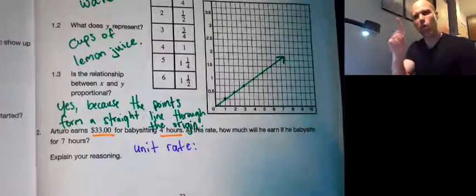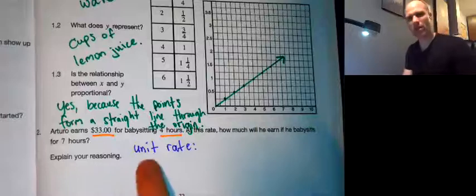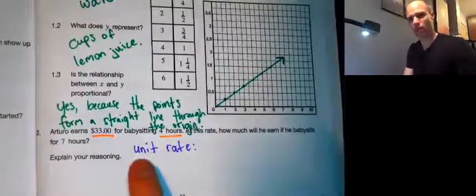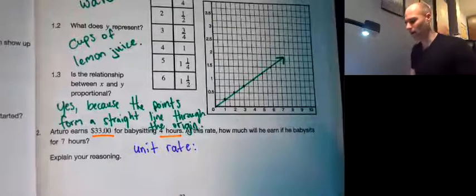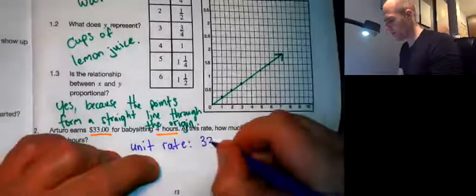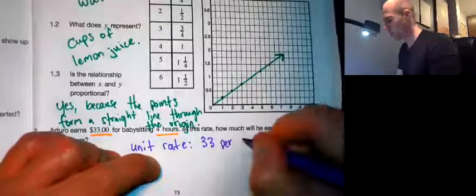And so in this case, 1 hour is the unit. And that's what I mean here when I say unit rate. I want to know the rate for 1 unit, which is 1 hour. All right, so the way we do that is through division, right? We know that he makes $33 per 4 hours.